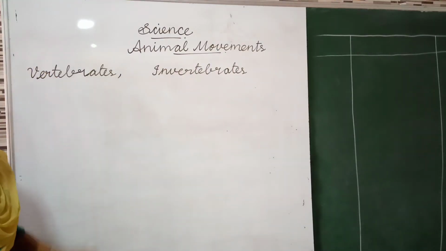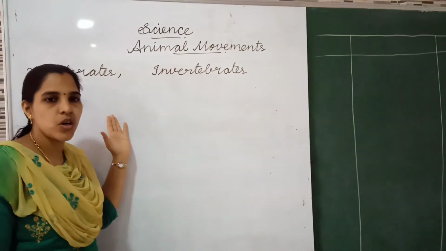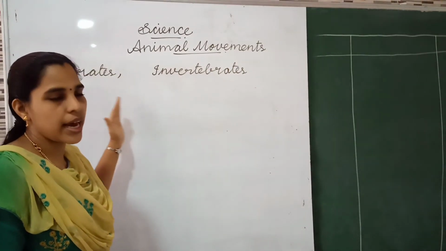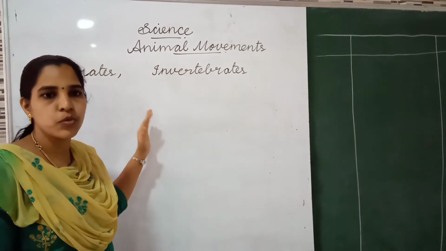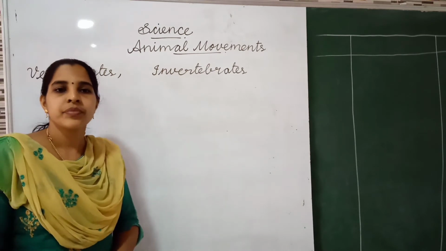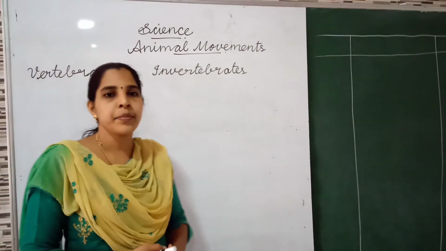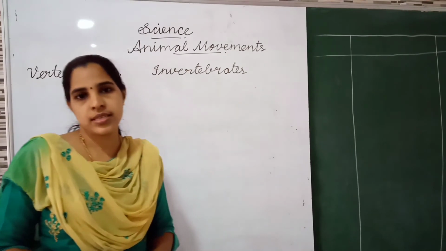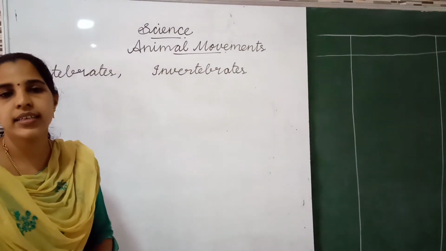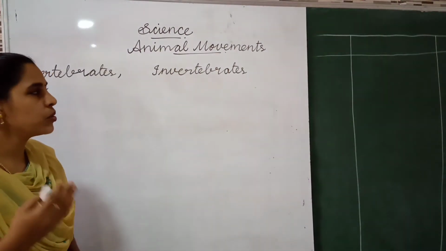What is the meaning of vertebrates? Animals that have a backbone are called vertebrates. Can you say some examples? People, that means human beings, animals, birds, fish, tiger, lion, etc. These are the animals with bones.